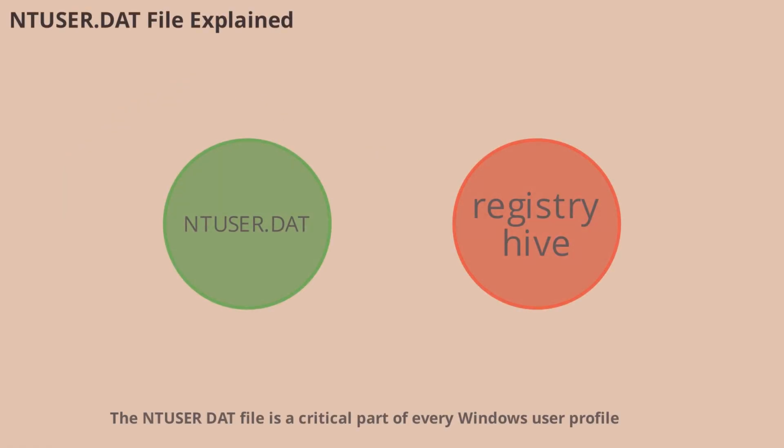The NTUSER.DAT file is a critical part of every Windows user profile. It contains all the user's registry hive data, including settings and preferences. If this file is missing or corrupted, Windows cannot load the profile, resulting in a temporary profile. Always check this file when troubleshooting profile issues.